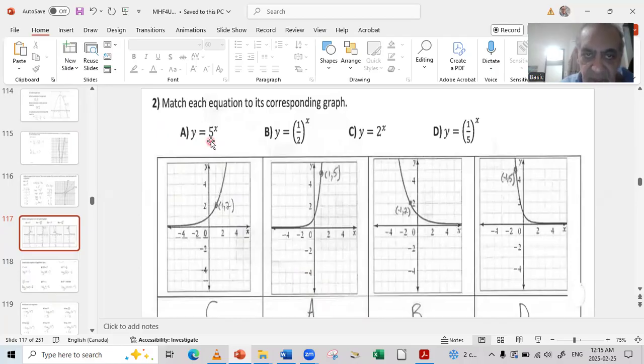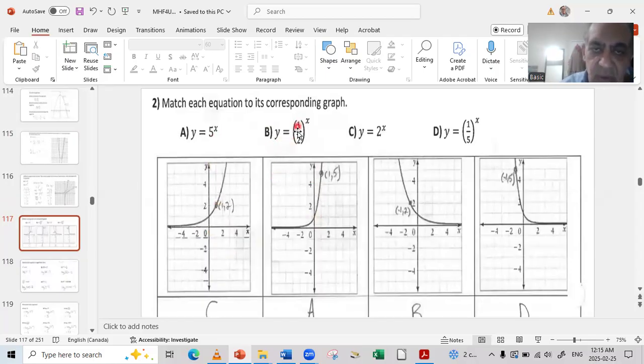Okay. So as an example, 5 power x: when x is 1, then y will be 5. Here is y, 5. When x is 0, 5 power 0 will equal 1, then y will be 1. Here the curve will be. So this is 1.